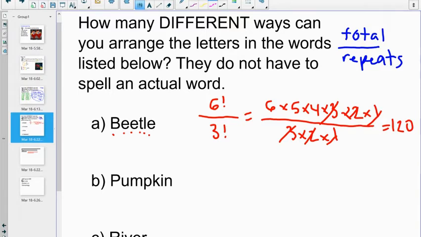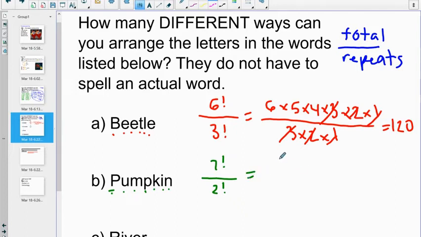Now for our second one, we have pumpkin. Again, let's count out how many total letters. 1, 2, 3, 4, 5, 6, 7. 7 factorial over, let's see, what letters we have repeating. It looks like we just have 2 P's. So that's going to go on the denominator as 2 factorial, because there's 2 of them.